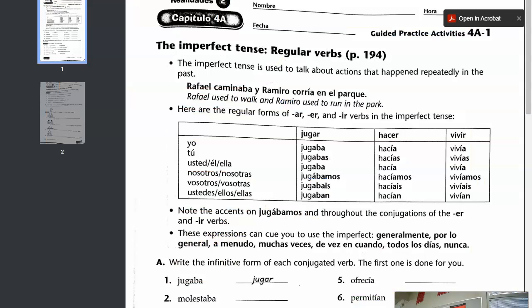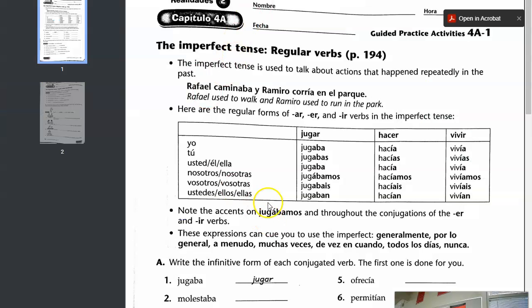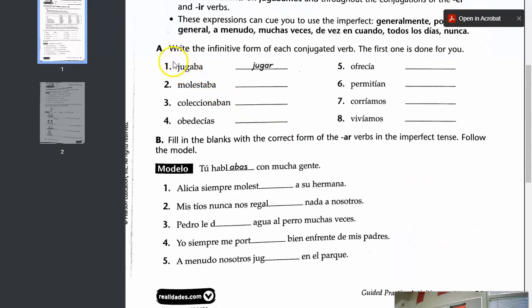Now let's go ahead and take a look at the homework that you're doing, which again is going to be pages 137 and 138. So now that we're armed with all of that information and we know what we're using, we'll go ahead and go down here to part A. Pretty basic and straightforward. What you need to do for part A is to write the infinitive form of each conjugated verb. Infinitive form meaning dictionary version, right? You want to look up how to say something in Español and it's a verb. That verb is going to show up in the infinitive form in the dictionary.